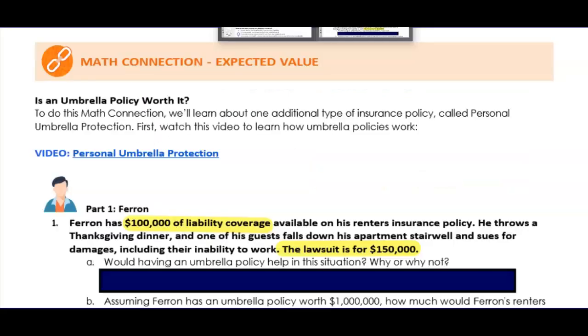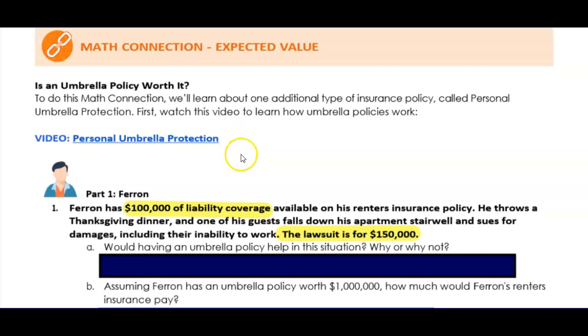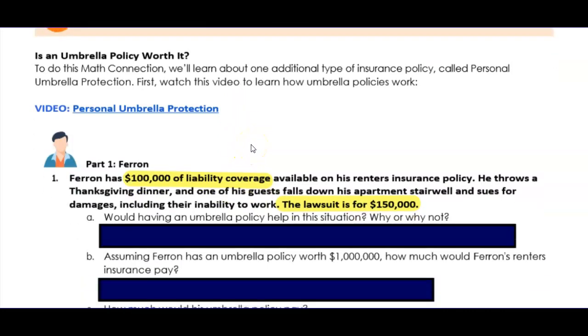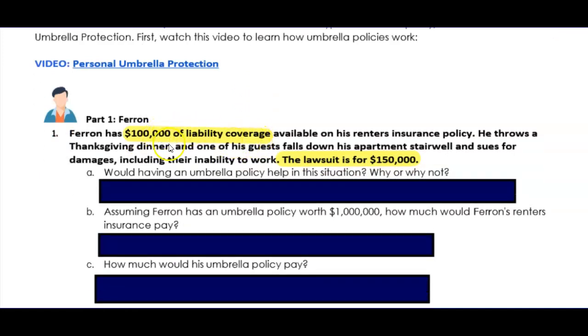Okay, we don't need to be contacting the Hartford to get personal umbrella protection, but let's talk about how it works and the math behind it. So an umbrella policy is going to cover beyond the liability limits of your renter's insurance policy or your homeowner's insurance policy when you own a home later. So in this first example, Farron has $100,000 of liability coverage on the renter's insurance policy. So what that's going to cover is if somebody gets injured at his house, up to that $100,000 limit, the renter's insurance policy will cover those injuries.